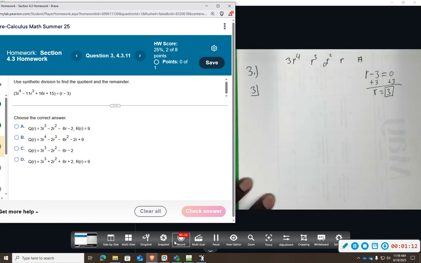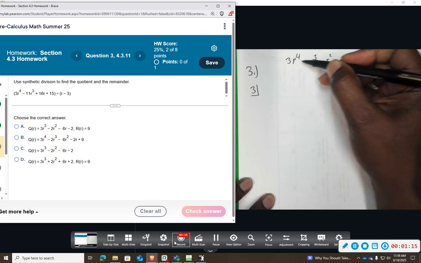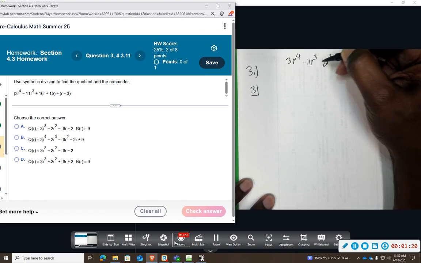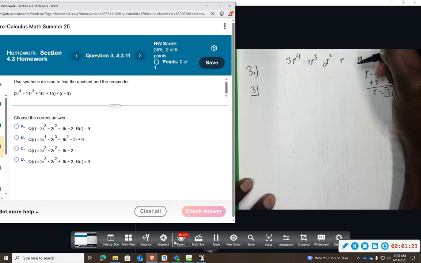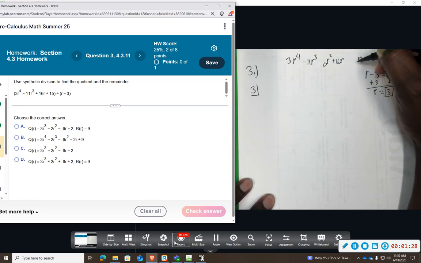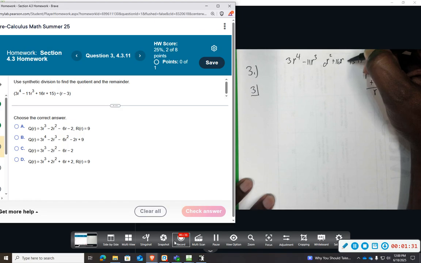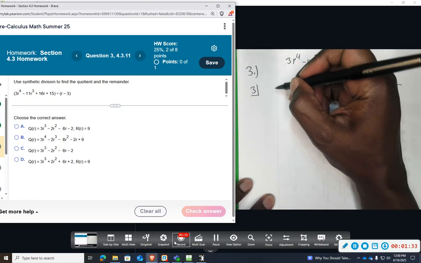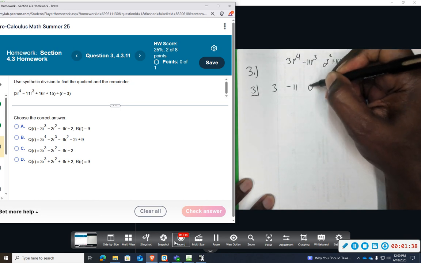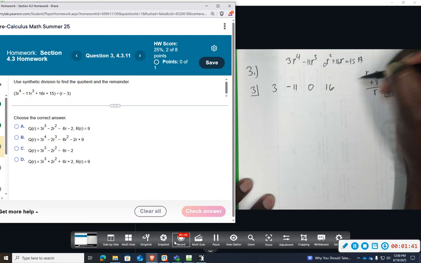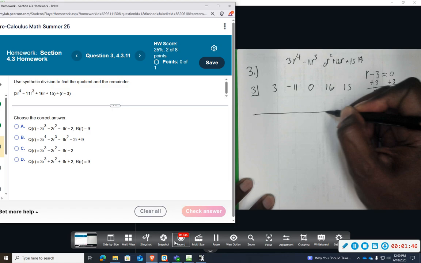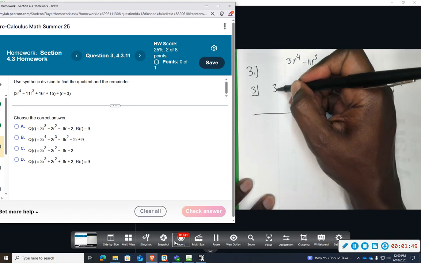From here, I'm going to write only the coefficients of my polynomial. So I had a minus 11 in front of this one. This is going to be a 0. My single r is going to be a positive 16. And then my number was a positive 15. Okay, so I'm only writing down the numbers. So I have a 3 first, then a negative 11, then a 0 as a placeholder, then 16, and then 15.